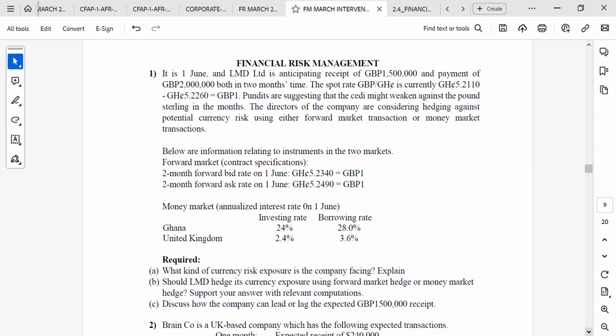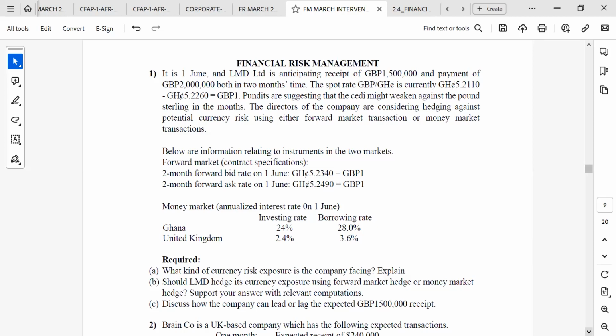In all, how much will the company be paying? 500,000. Okay, the company will be paying 500,000. Yes, it's very simple. You are receiving 1.5 in the same currency in 2 months' time, and you will also be paying 2 million. So you receive the 1.5 million, then you add the 500,000 to it to make it 2 million, then you pay.